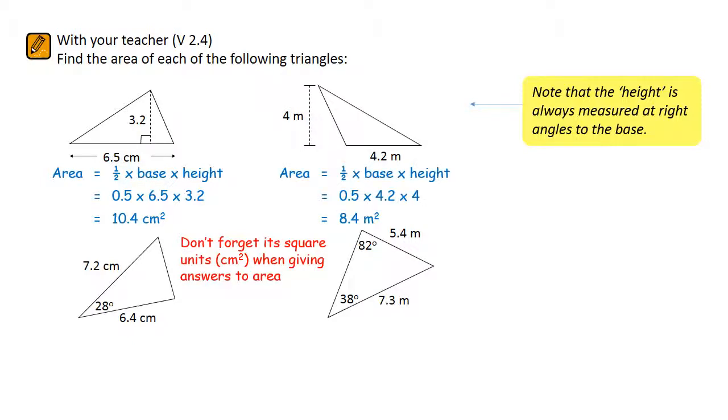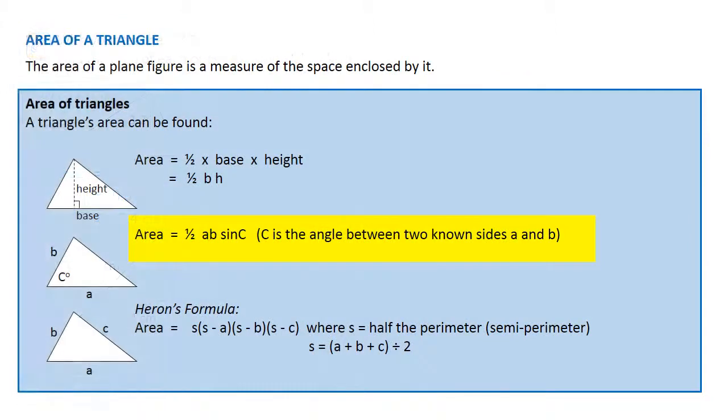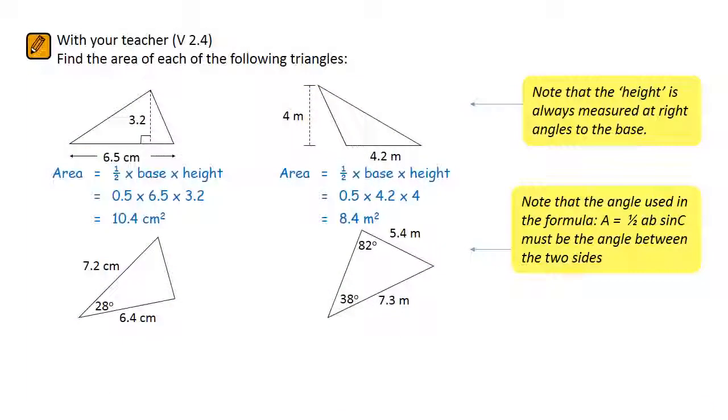The next questions use the formula area equals half AB times sine of angle C. When you're using this formula, it's important that the angle is between the two known sides. The first example is set up beautifully for this. You can see that the angle 28 degrees is between the two sides that we know. So area equals half times 6.4 times 7.2 times the sine of 78.